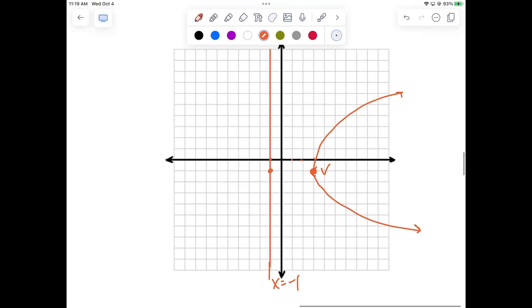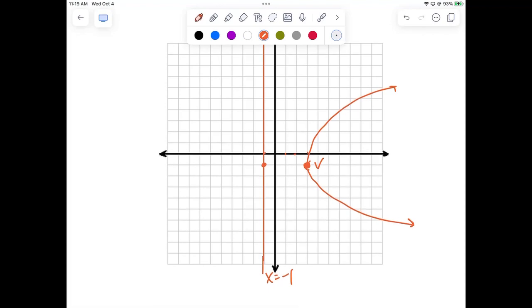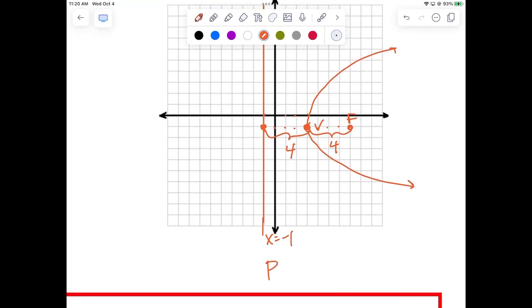Now, we don't know where the focus is yet, do we? So let's count. How far is it from the vertex to this closest point on the directrix? 1, 2, 3. It's 4 units. So from the vertex, I go 4 units more. 1, 2, 3, 4 to here. And now I have my focus. So what is p? Is p 4 or -4? 4. Yeah, remember, if it opens to the right or up, p is positive. If it opens to the left or down, p is negative.